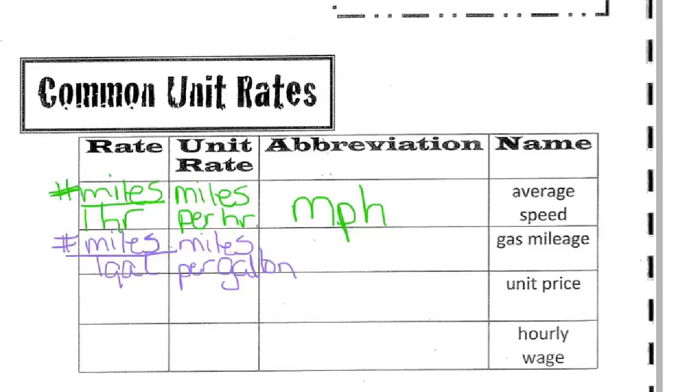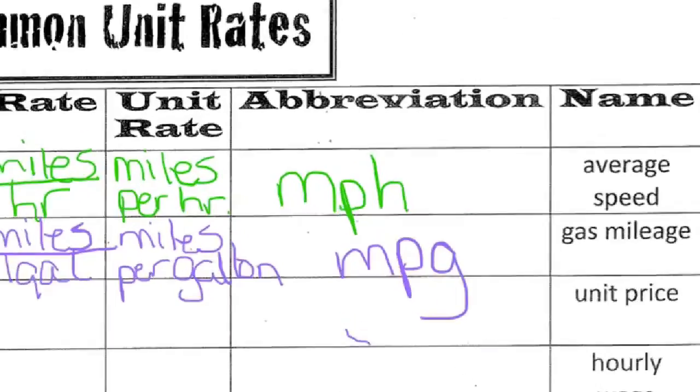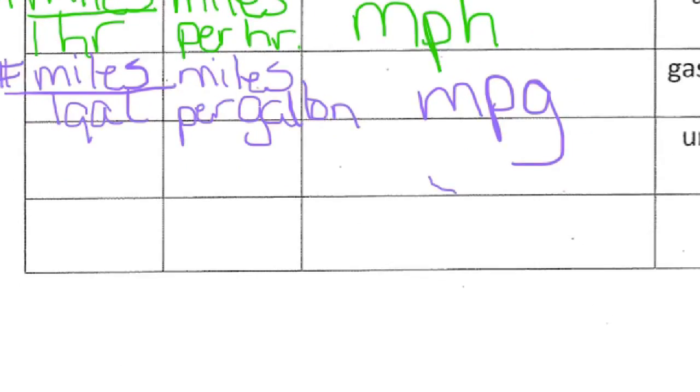And our abbreviation for that is MPG. When you go later in life and you go to buy a car, you're going to be looking for a car that has a high MPG rating, or miles per gallon. And that's our gas mileage.